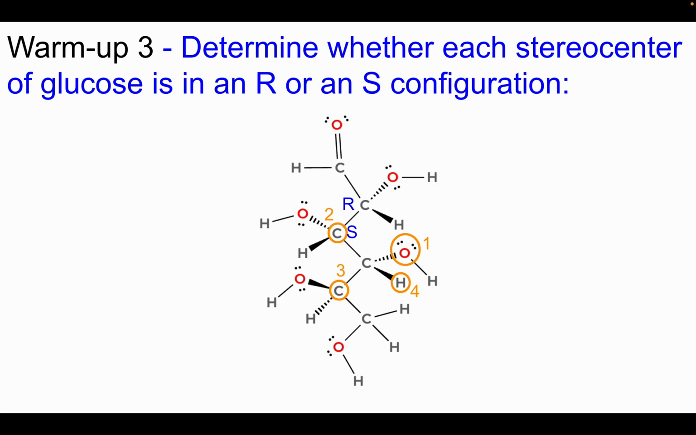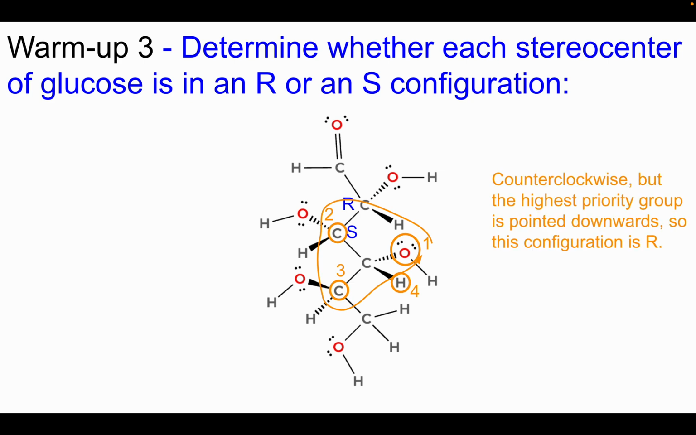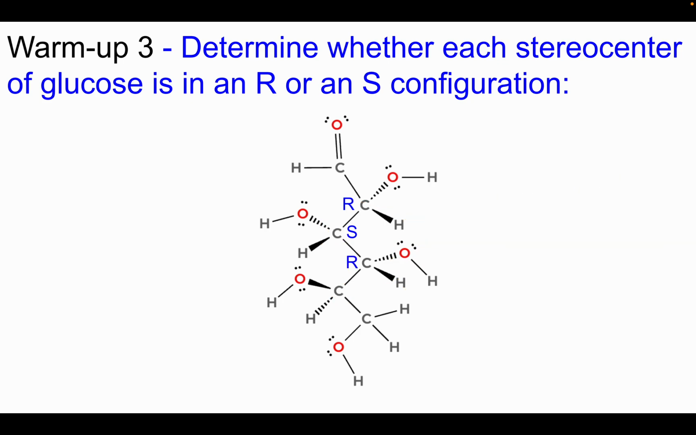And so then when we draw our arrow, we can see that that is going counterclockwise. So we would expect this to be S, but again, our priority 1 group is pointed downwards, so this is really configuration R. Okay, so RSR. Finally, we'll look at this group on the bottom.